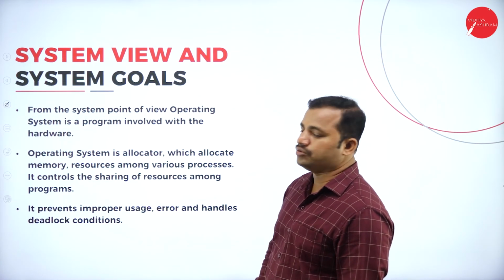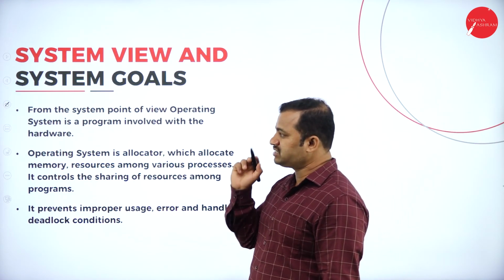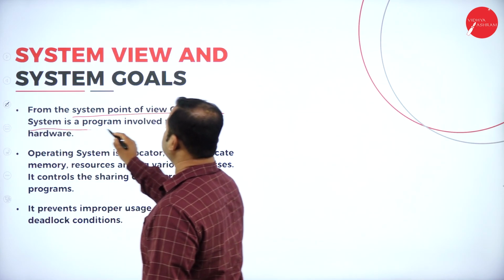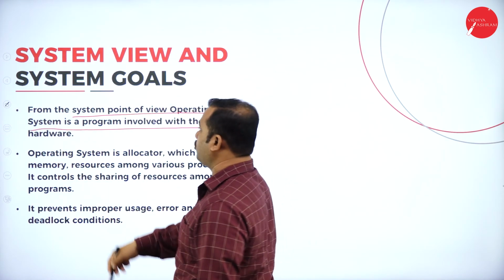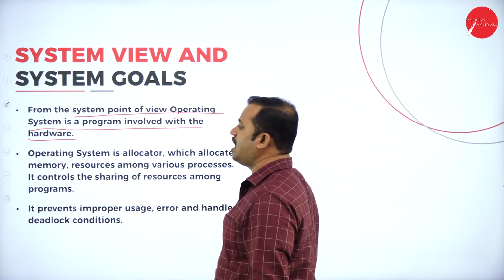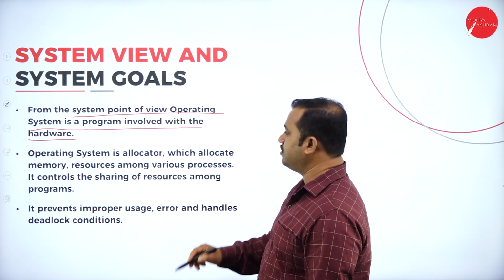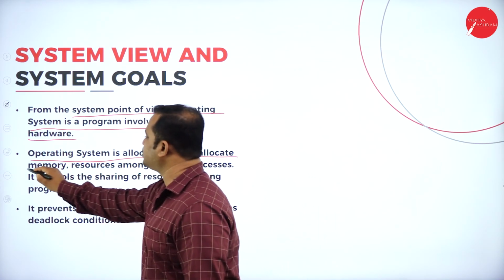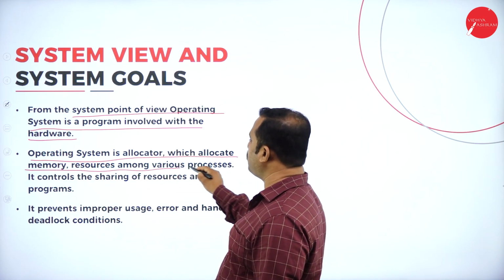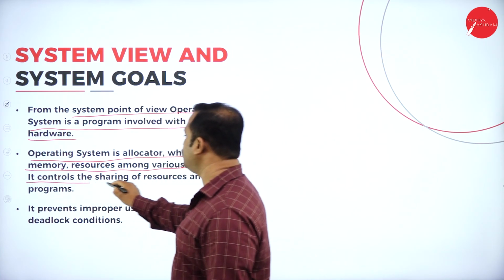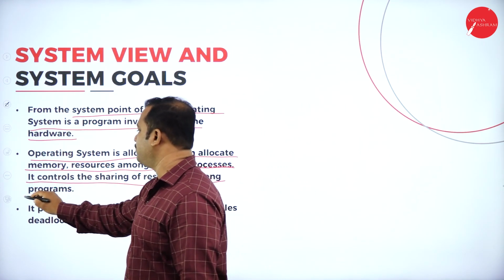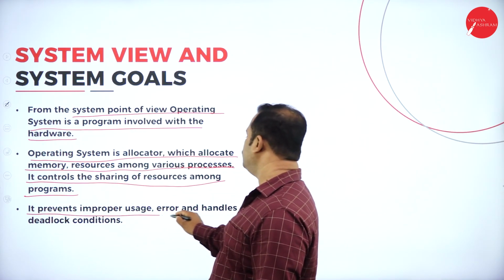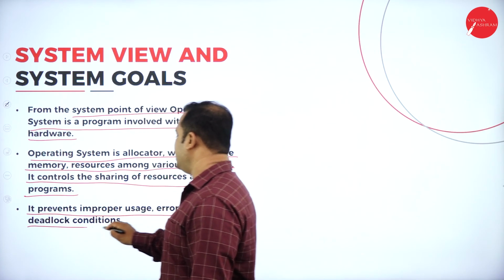From the point of view of the system, I can say that the operating system is a program or a collection of programs which is involved with the hardware. Then the operating system is an allocator which allocates memory and resources among various processes. It controls the sharing of resources among programs. It prevents improper usage errors and handles deadlock conditions.